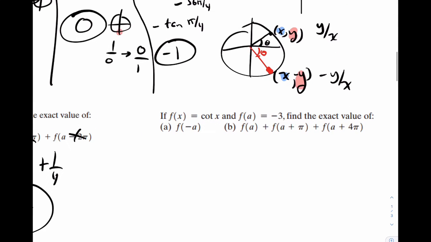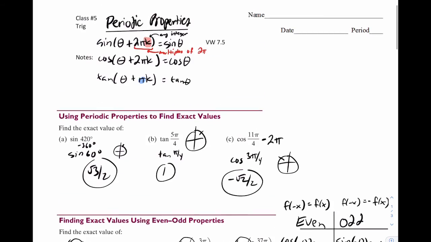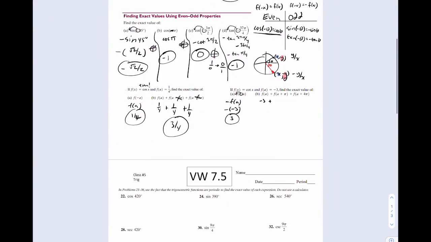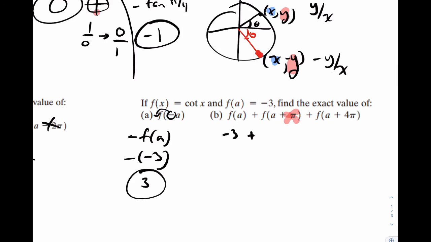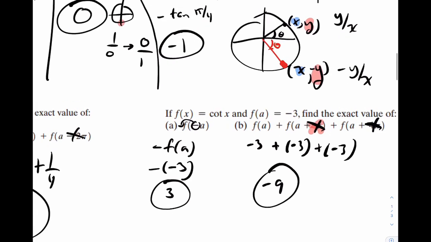Next one. Cotan, well, that's odd. So this would mean take the negative out. That's negative f of a. F of a is negative 3, so that's negative negative 3. The answer is 3. Now I look at f of a again, so I know that's negative 3. If you add pi, so remember, tan and cotan at the very top here, if you add pi, it doesn't matter. So we're just going to get rid of the 4 pi. So really it's just negative 3 plus negative 3 plus negative 3. That's your answer, negative 9. And we're done.